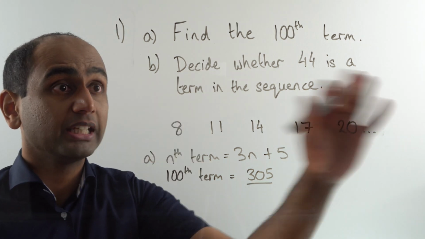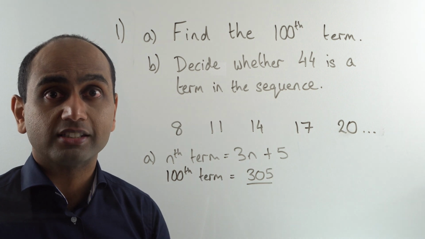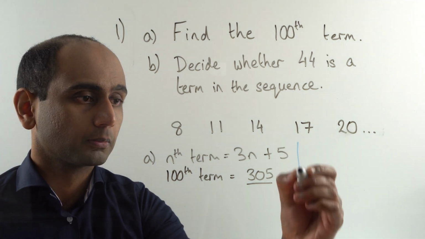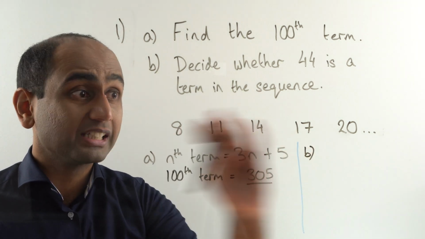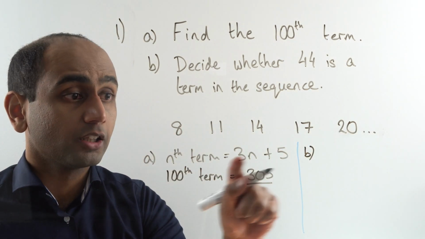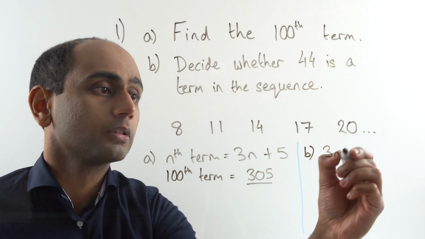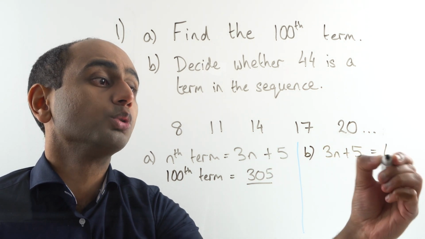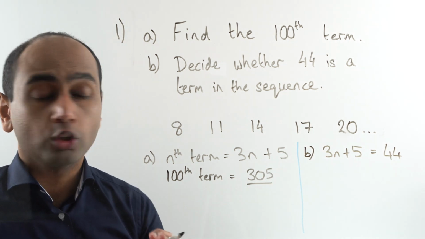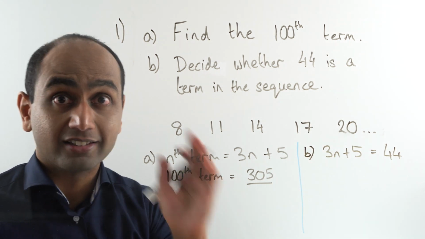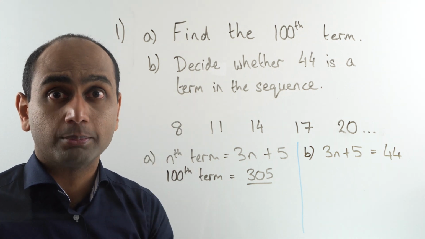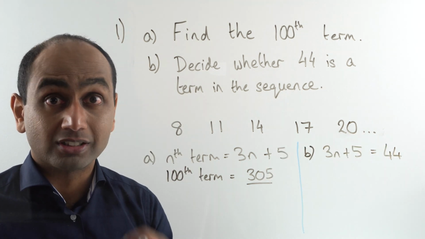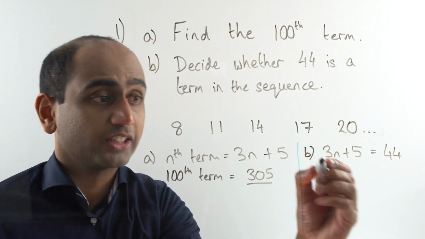Next, we're looking at part B. We need to decide if 44 is in this sequence. If 44 is in this sequence, that means 3n plus 5 equals 44 for a particular value of n that has to be a positive integer, a positive whole number. So let's solve this equation and see if that is the case.